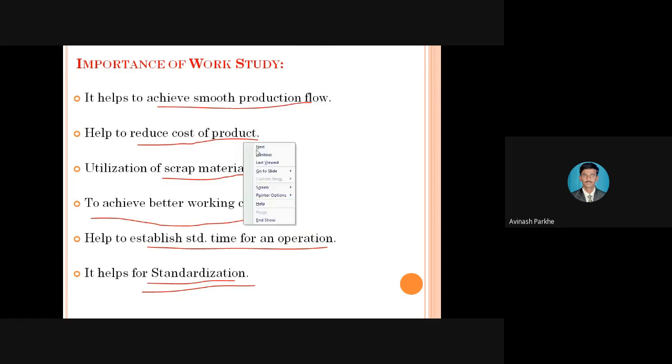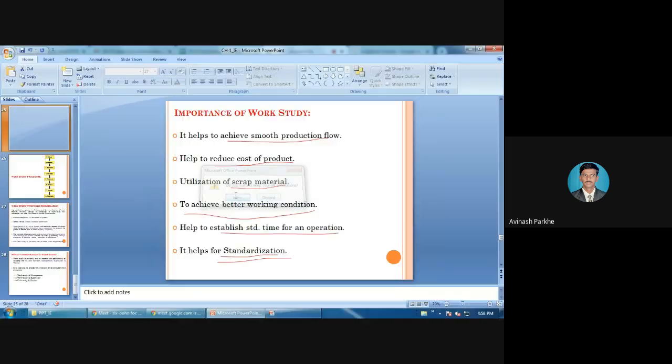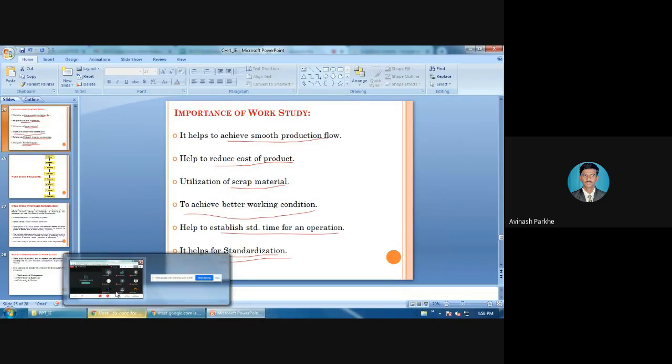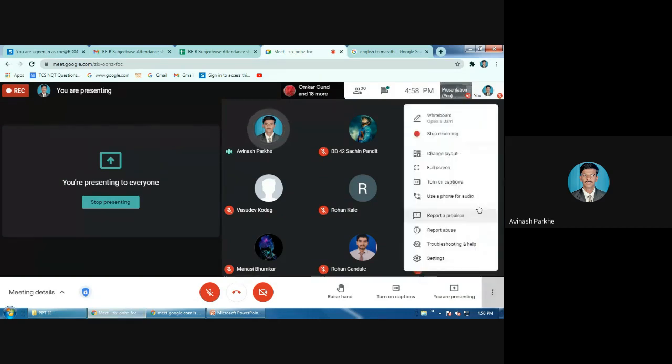Okay, so with this today we will stop here. There are some other techniques, 2-3 points, that we will discuss in the next lecture.